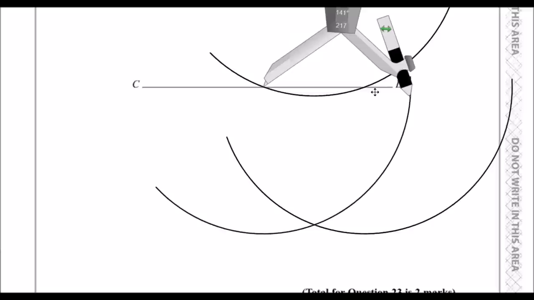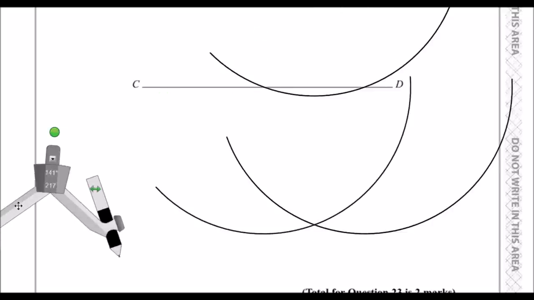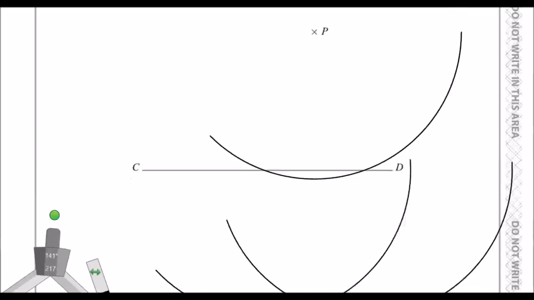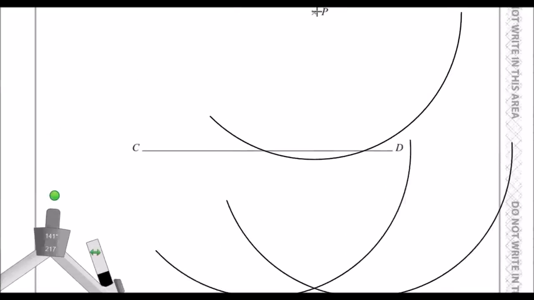I kept the compass the same length, so both of these arcs are the same length. So this point here must be the same distance away from both of these points. So that means if I can connect P and the point I've just found, I'll have a perpendicular line. So I found a perpendicular line to CD. I've constructed the perpendicular line to CD that passes through the point P.